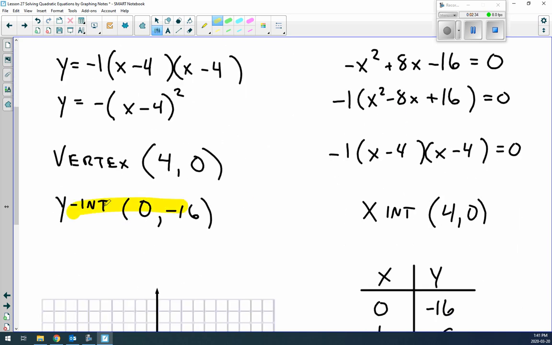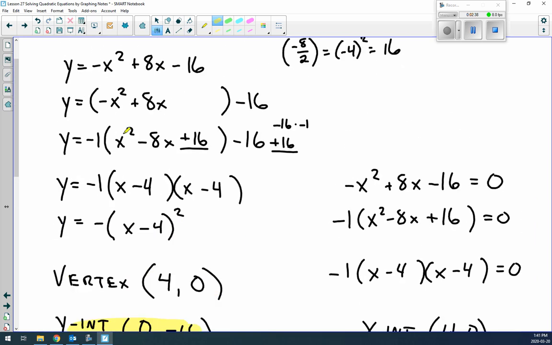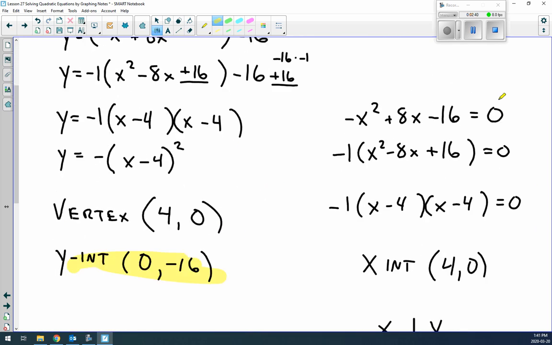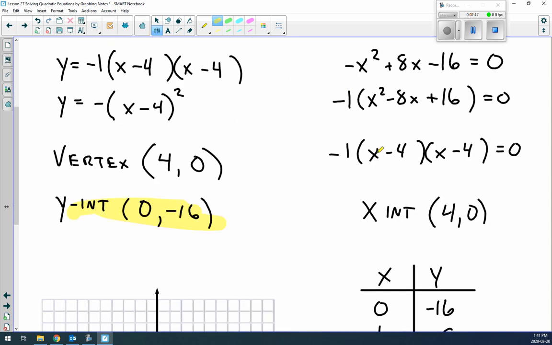You can see that we put that down here. The y-intercept is negative 16. Okay. Before we get to completing the square, let's look at this one here. We can take the trinomial over on the side. We take out a negative 1. We have a trinomial, and then we can factor that into 2 binomials, x minus 4 and x minus 4. Oh, it's interesting. They're the same. So we only have one answer.